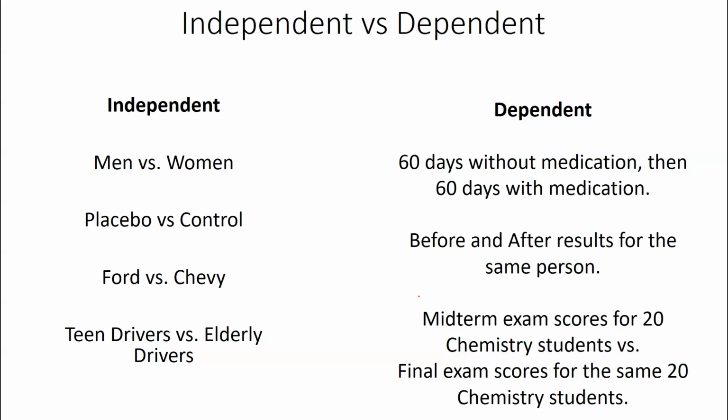On the right side, we have things that can be the same at the same time, or at least the same person, maybe a better way to think of this. 60 days without medication and then 60 days with medication, being the same person. Before and after results for something, maybe like a weight loss program, would that be the same person? Midterm exam scores for 20 chemistry students, and then the final exam scores for the same 20 chemistry students. So on the right-hand side, everything is the same group. Over here, they're not the same group. Okay, so that's what we're talking about today.